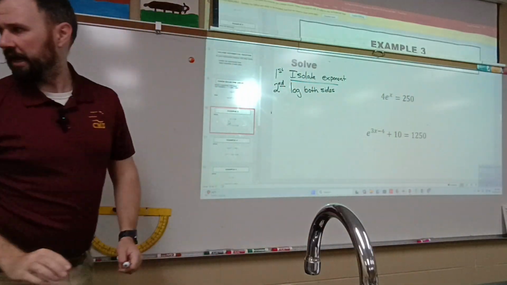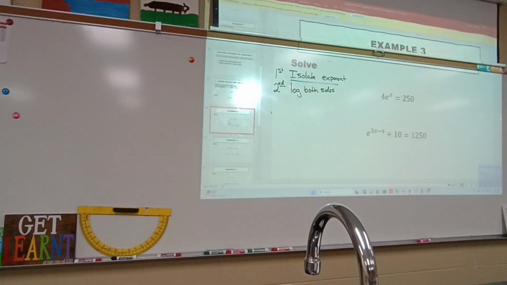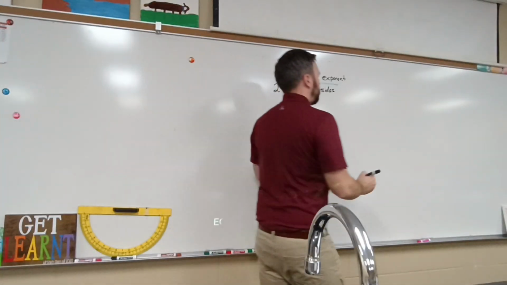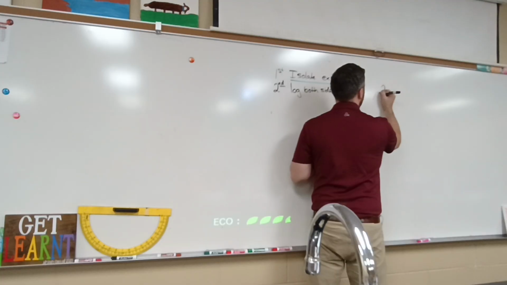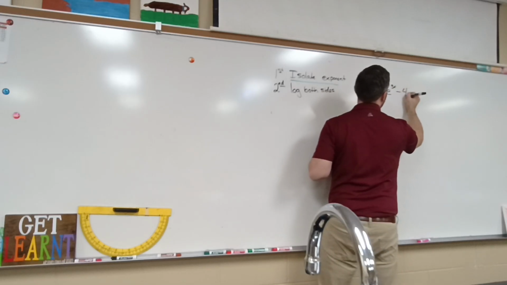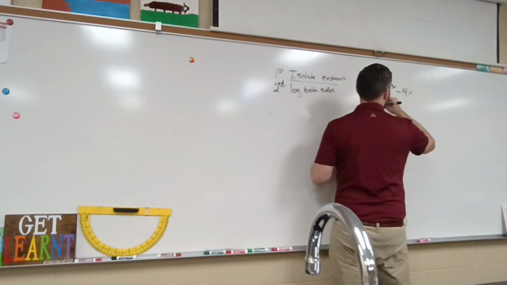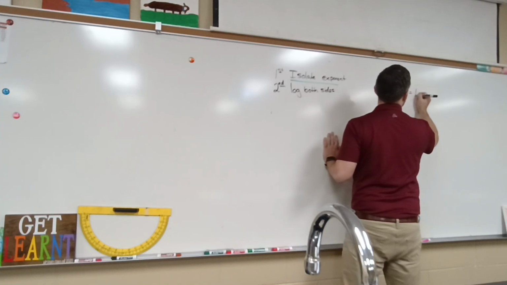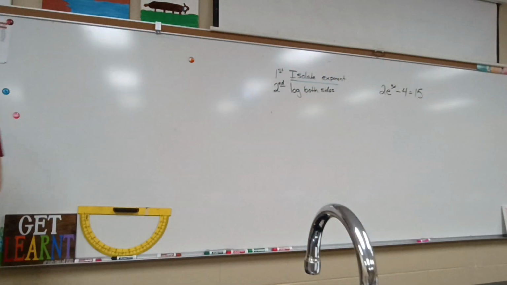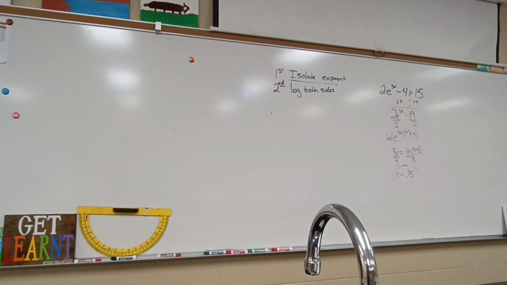I got a bonus one for you guys today because again, I want you guys to practice this a few times before you do it. Try this one. If I give you 2e to the 3x minus 4 equals 15. I want you guys to go ahead and pause the video if you have it. Go ahead and give that one a try. This one involves everything. All right.